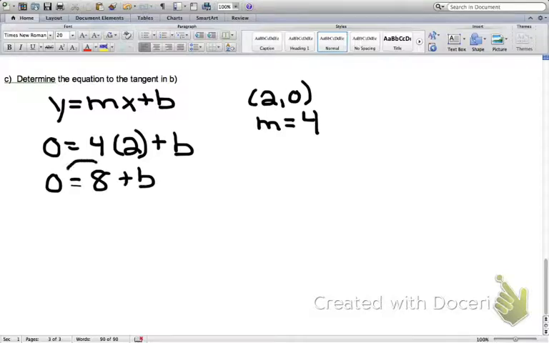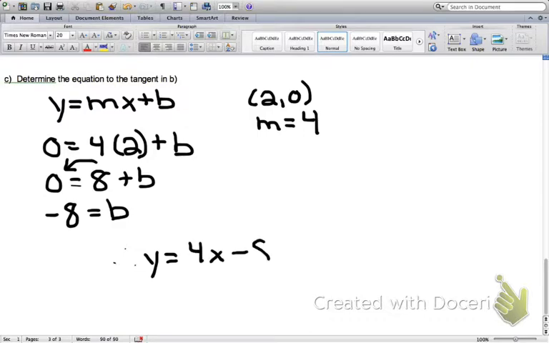We can move that 8 to the left side. Anytime we cross the equal sign, remember, it changes the sign of the number itself. So our b value is equal to negative 8. So therefore, our equation of the tangent is y equals 4x minus 8.